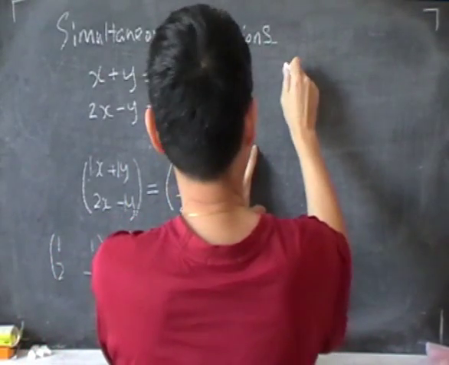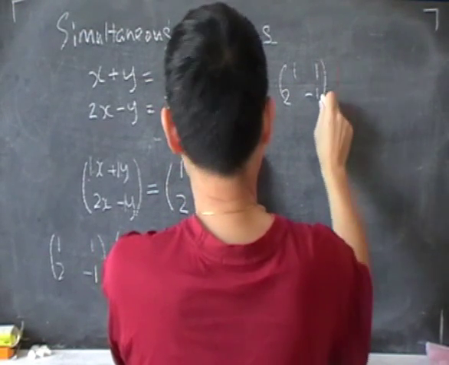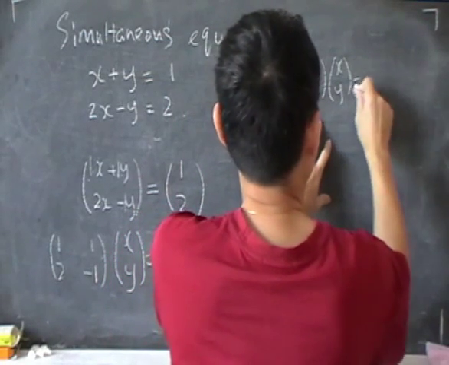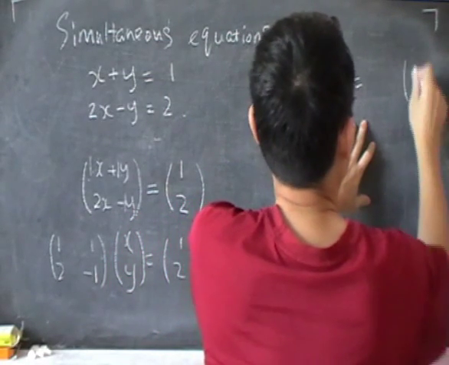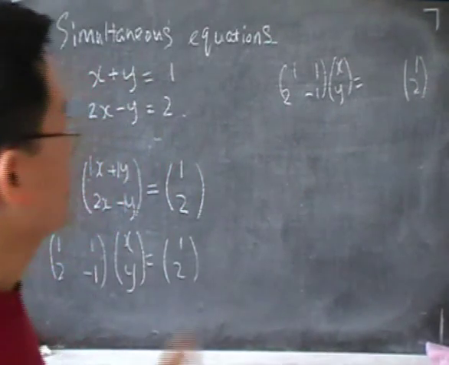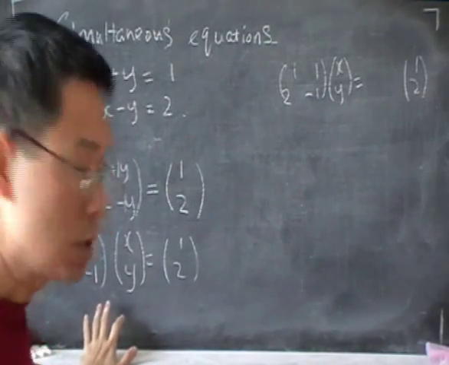Okay, let me write this out. The matrix 1, 1, 2, minus 1 times x, y equals 1, 2. Okay, right. I've only copied out this equation here.